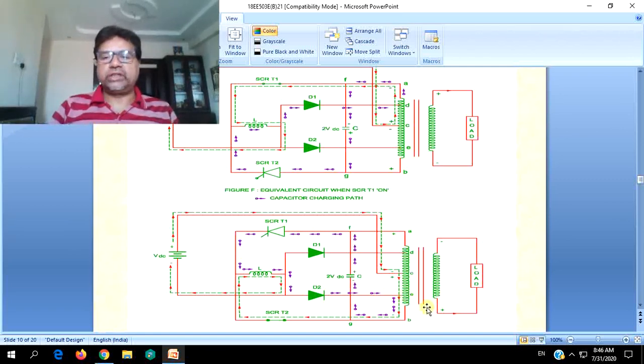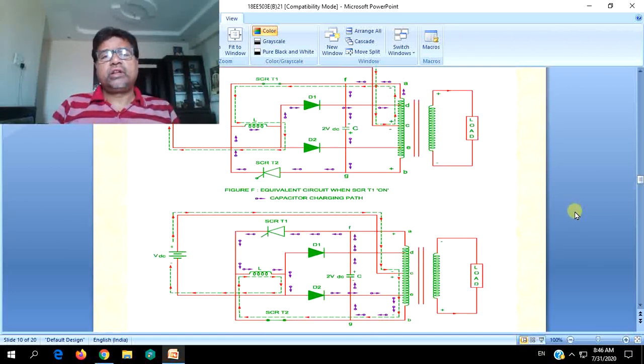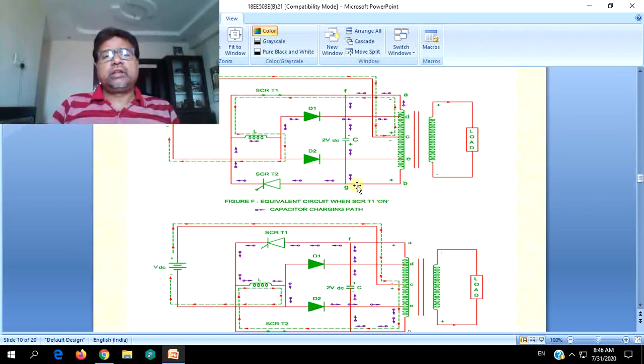VDC plus, you can say, VCE. That we will go through when we go through the waveforms. So that is how it works. The sequence of events will go on throughout the operation. Both T1 and T2 will be turned on alternately.